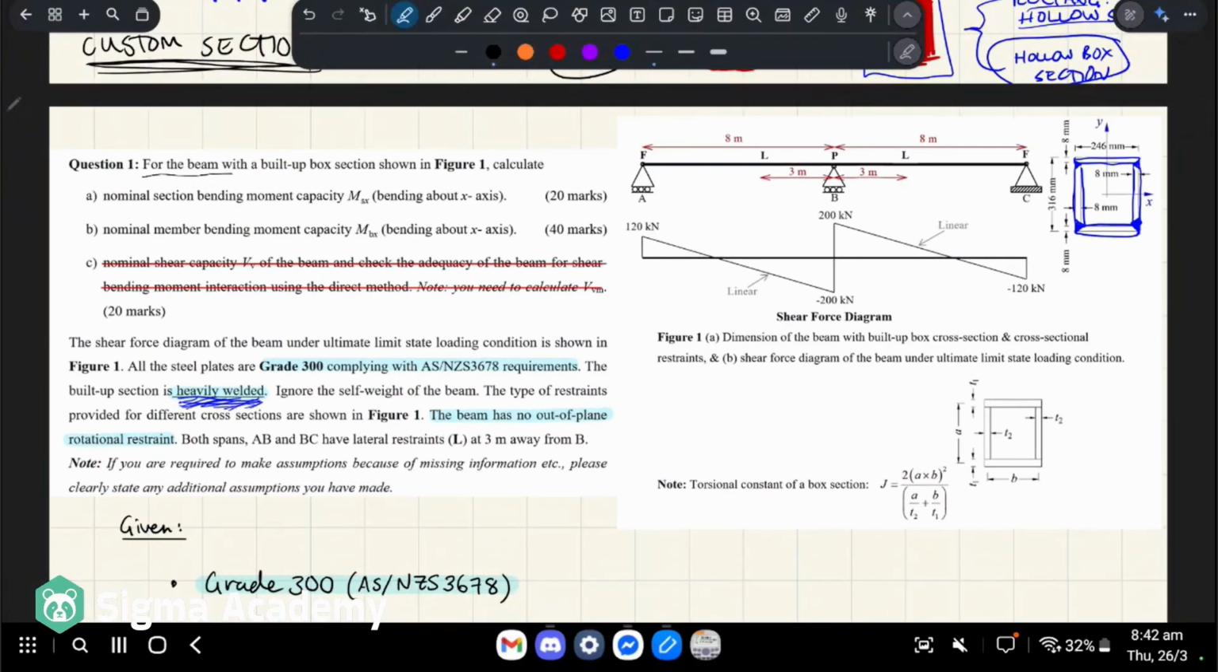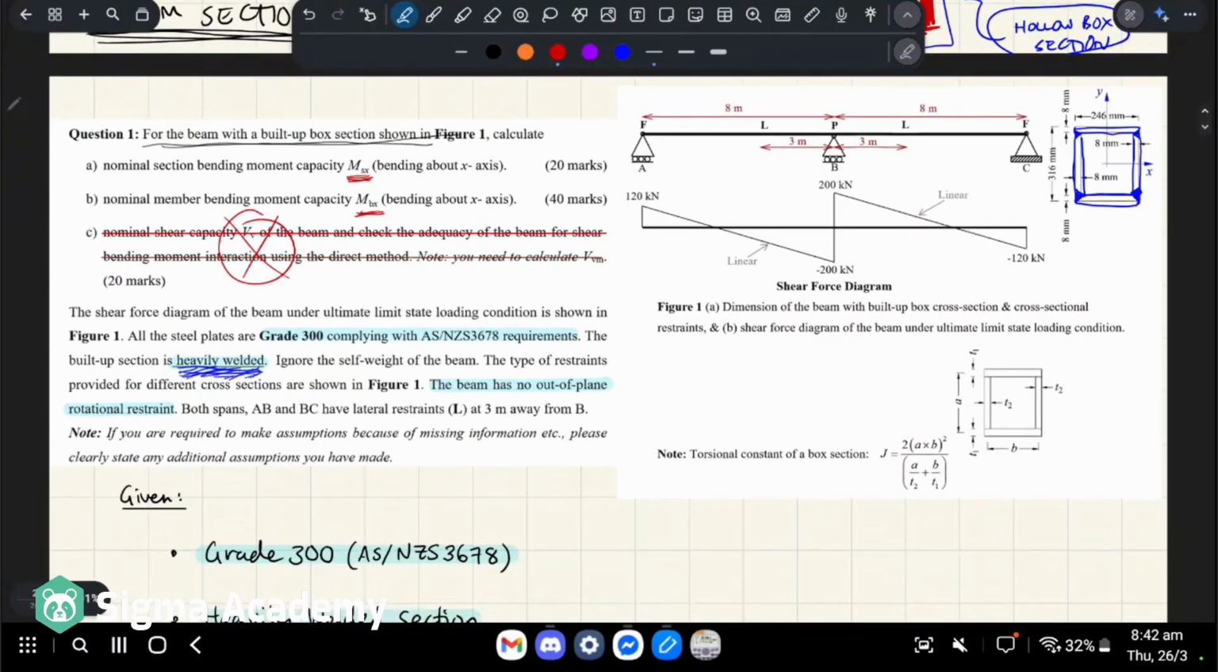So for a beam with a built-up box section, shown in this figure right here, calculate MS, MB, and it also asks us for shear, but we're not going to do that today. We'll cover shear in week 7 and onwards. Okay, it shows us the shear force diagram of the beam. I think this is a previous assignment question, by the way. I think this is how I have it.